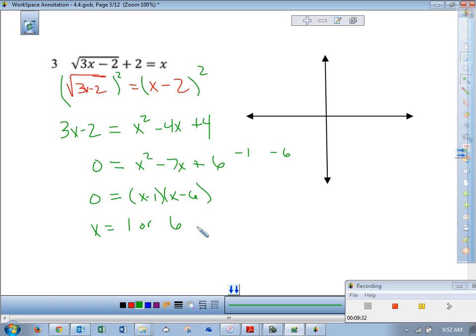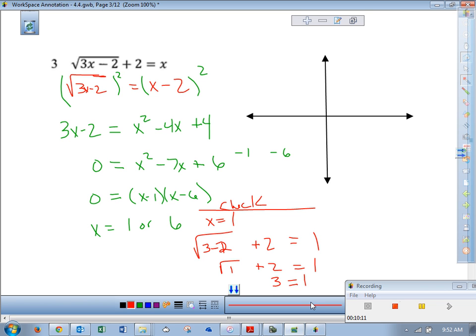We got to check them. Why do we got to check them? Because there's radicals involved. You can't take the square root of a negative number and stuff like that. They can't come out negative. So let's check 1. If x equals 1, this is what you'd get: the square root of 1 plus 2 equals 1. Square root of 1 is 1. Add 2 to it, you get 3 equals 1. Did that work? Not going to happen.